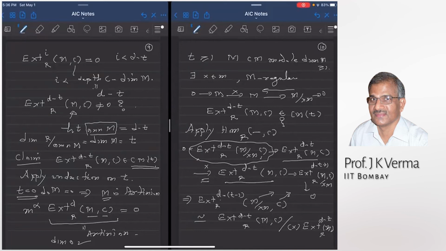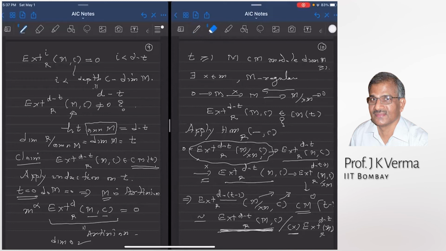And C is a maximal Cohen-Macaulay module of finite injective dimension. And therefore this d minus t minus 1, this is the only non-vanishing Ext here, by the same reasoning. And this module is a homomorphic image of Ext^{d-t} by this element, and so that shows it. But this is a Cohen-Macaulay module, right? By the induction hypothesis, this is a Cohen-Macaulay module of dimension t minus 1.